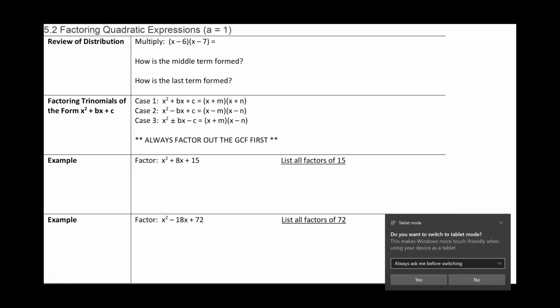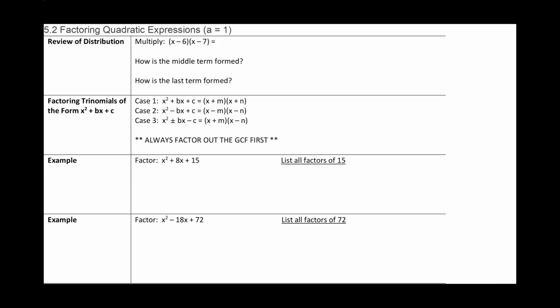In section 5.2, we will talk about basic factoring, where the leading coefficient, which is the a value, is equal to 1. So first, let's think about how trinomials are formed, and we're going to specifically talk about quadratic expressions. How is a quadratic expression formed? Let's take x minus 6 times x minus 7 and multiply that out.